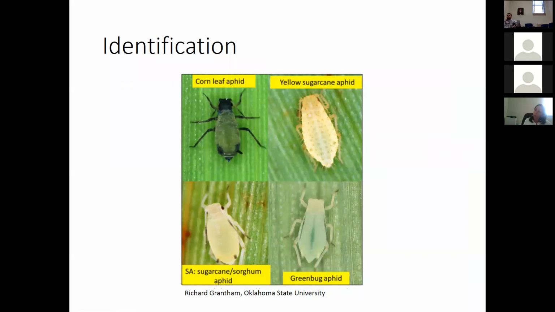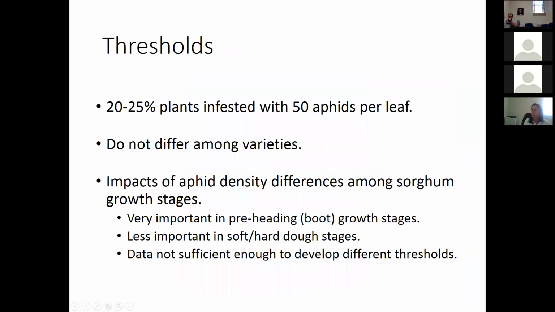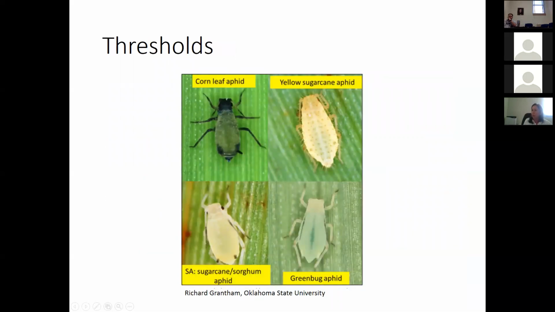So the first step for IPM with this aphid, of course, is proper identification. And sugarcane aphid can be easily distinguished from other aphids that you'll find in your sorghum fields because the sugarcane aphid, here pictured in the bottom left-hand corner, has black tarsi or little feet. So at the very end of the legs, they'll have black tarsi. And then they also have black cornicles, which are these little tailpipes at the end of their abdomen.